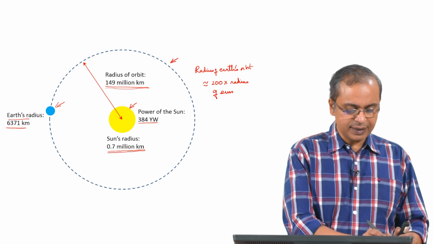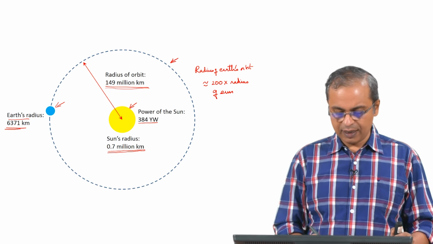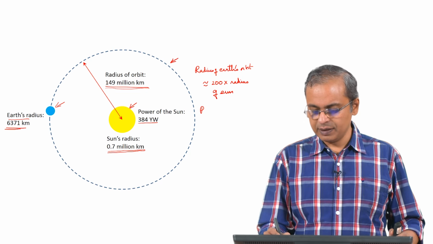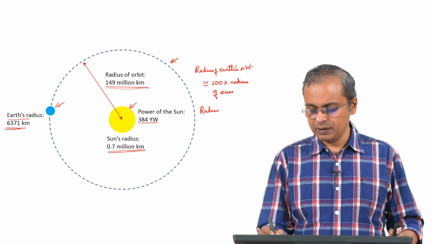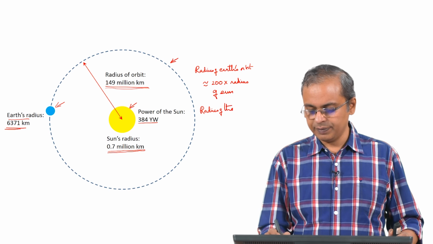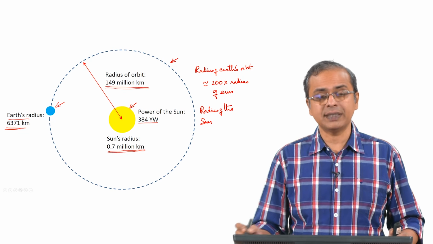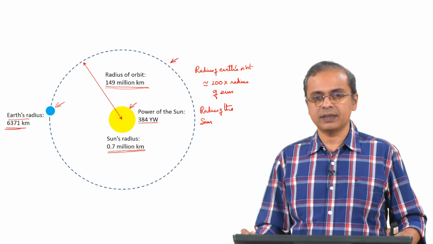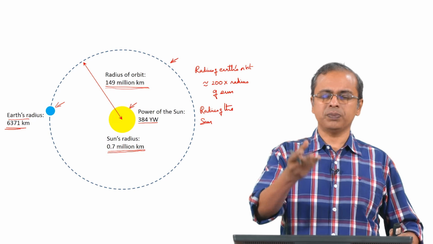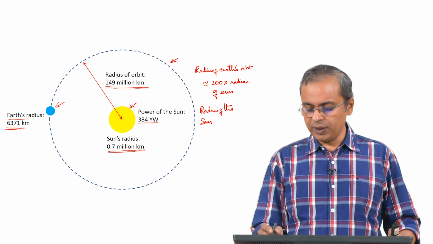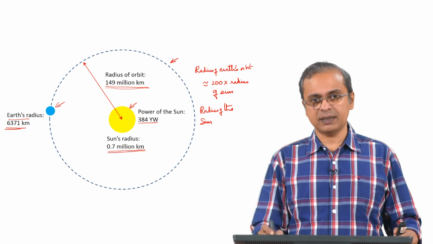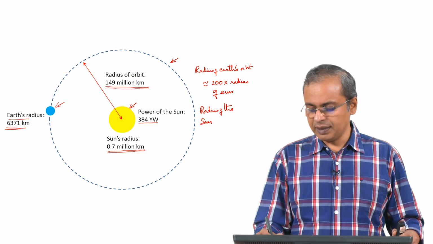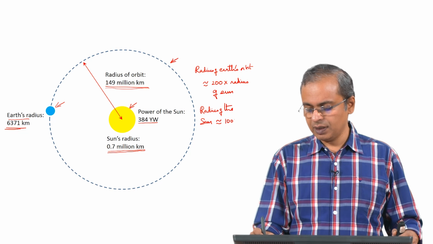Also, if you compare the size of the Earth as shown in this image versus the size of the sun, the radius of the sun is 0.7 million kilometers, so that is 700,000 kilometers, and Earth is about 6,371 kilometers. We just assume that is also about 7,000 kilometers. So you are looking at a factor of 100. Earth is about 7,000, the sun is about 700,000. So the radius of the sun is approximately 100 times the radius of Earth.